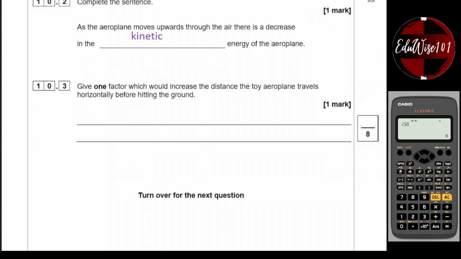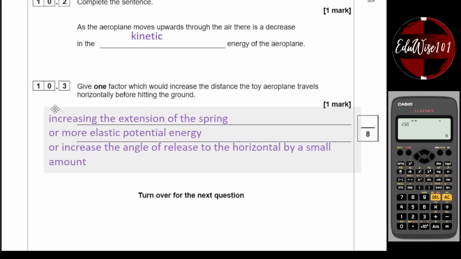Give one factor that would increase the distance the toy airplane travels horizontally before hitting the ground. Now, if you want to increase the distance the toy airplane travels, you will have to supply more energy. So, increase the extension of the spring, or you could say add more elastic potential energy, or you could increase the angle of release to the horizontal by a small amount. That would also make it go further.